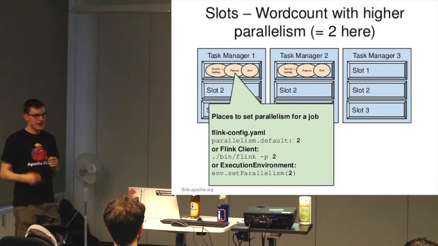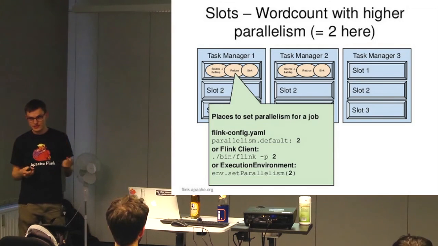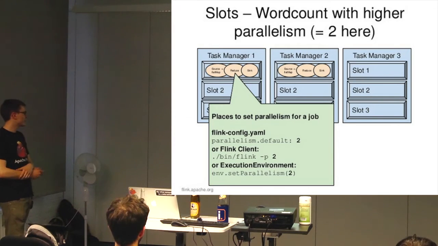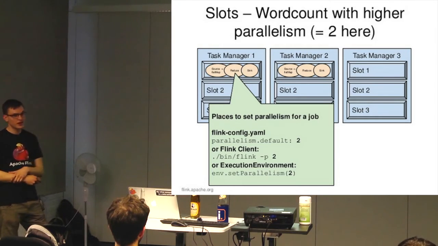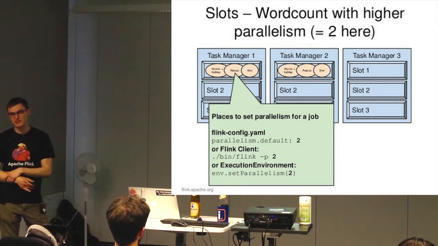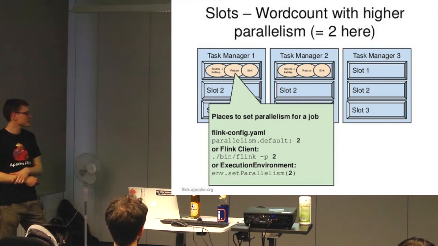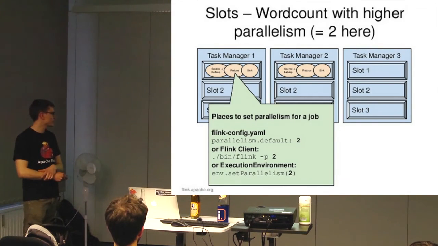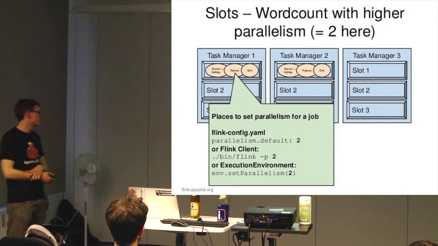Now you can also set a higher parallelism. So you can, for example, say, I want to run 2 instances of that job. And for saying that to Flink, you can either increase the default parallelism. I would recommend to set the default parallelism to the total number of slots you are having, because this way you get the best performance. You can also specify the parallelism to the Flink client. And you can set the parallelism when programming your Flink job in the Java or Scala API.